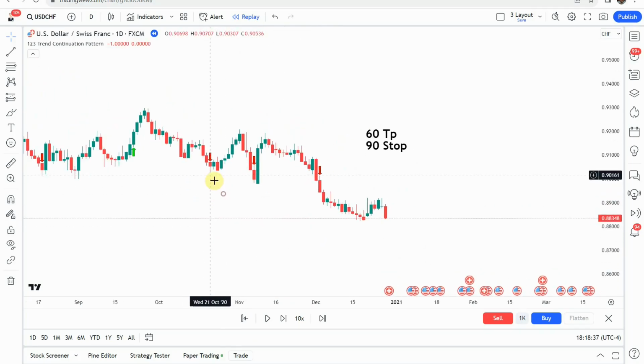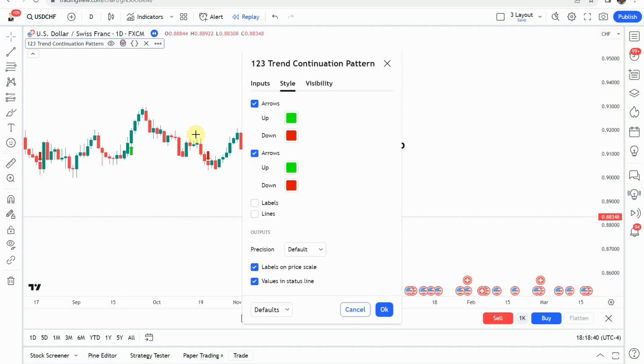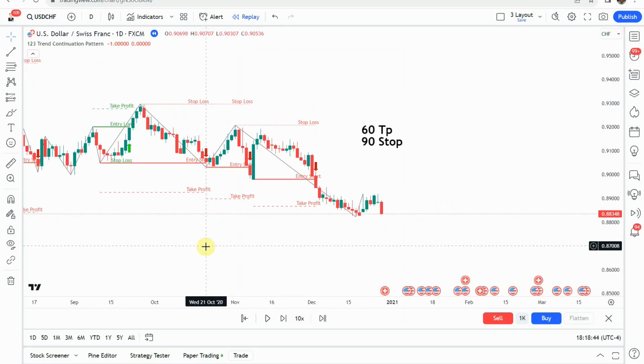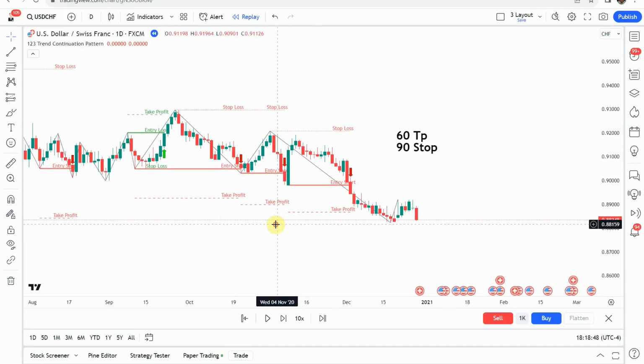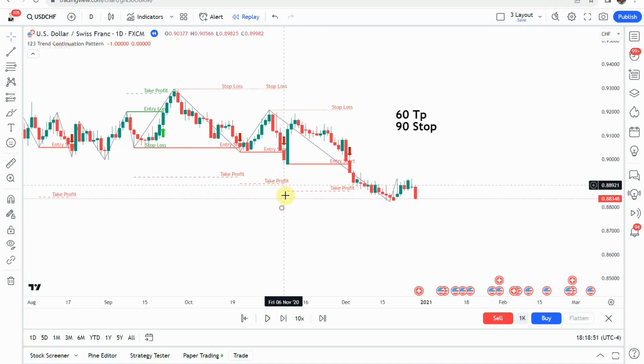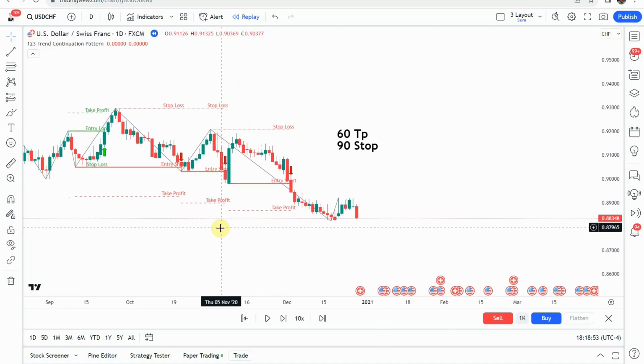And so the indicator itself, as you saw here, tells us specifically when there is an entry, either long or short, and then gives you the take profit and stop that you should be setting according to that entry.